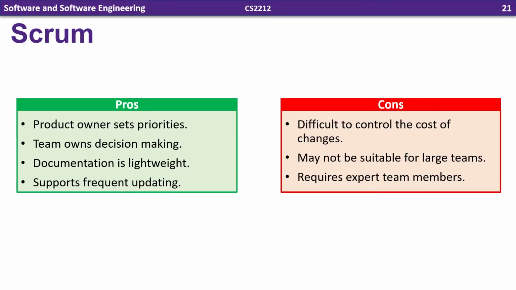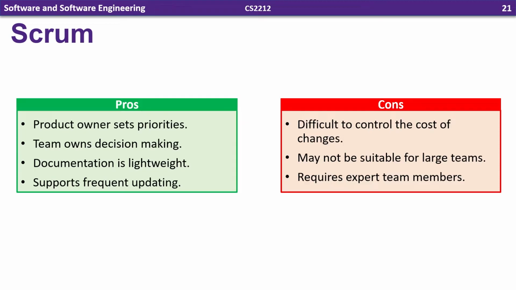So overall, the pros are the product owner sets priorities by organizing that backlog. The team makes its own decisions. Once that sprint has started, everything's locked in and it's up to the team to decide how they're going to implement it and how they're going to accomplish those features. The documentation is really lightweight. We only want to make the documentation that's necessary, and it supports frequent updating. That product owner can put new things on the backlog whenever they want.